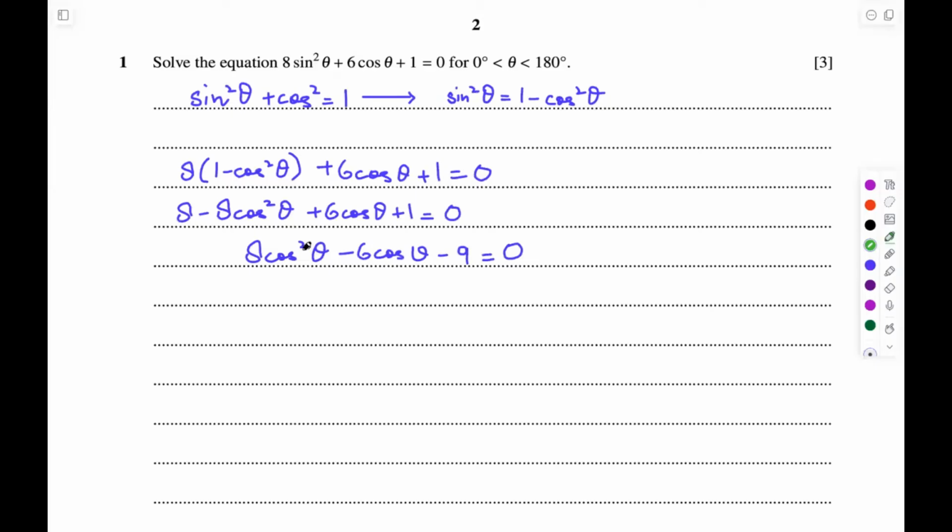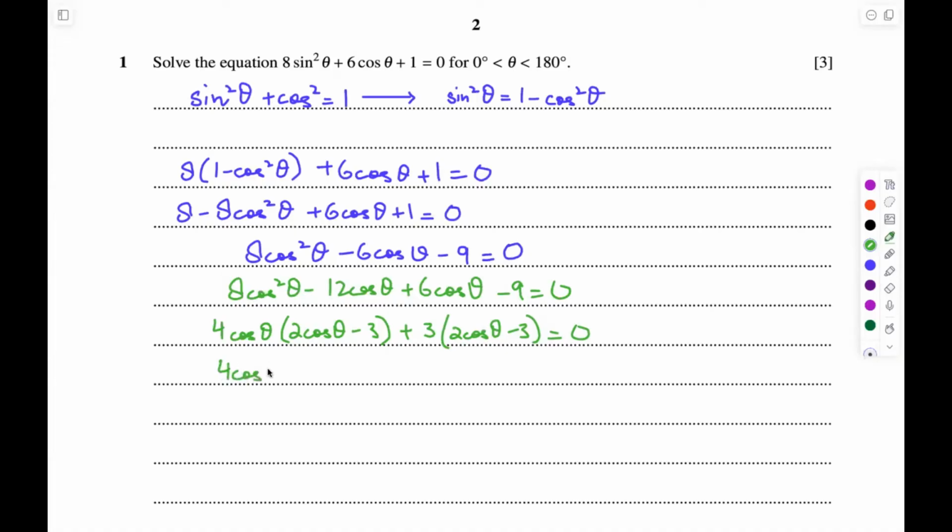Now factorizing this, we can use our calculators or we can use middle term breaking. So using middle term breaking, this will become 8 cos squared theta minus 12 cos theta plus 6 cos theta minus 9 equals 0. Taking 4 cos theta common from here, we will get 2 cos theta minus 3. And from here, taking 3 common, this will become 2 cos theta minus 3 equals 0. Simplifying, we'll get 4 cos theta plus 3 equals 0, and 2 cos theta minus 3 equals 0.